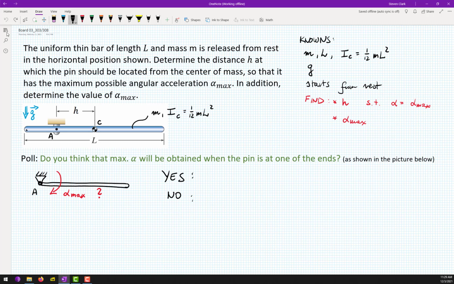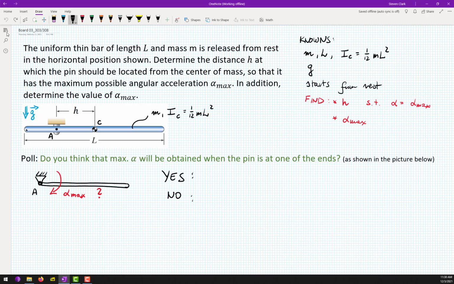We'll see. Okay, and the question is where to put that pin A so that our angular acceleration is maximum. So how far from the center of mass we should place that pin so that our angular acceleration is maximum. Do you understand the problem? Yeah, of course you do.